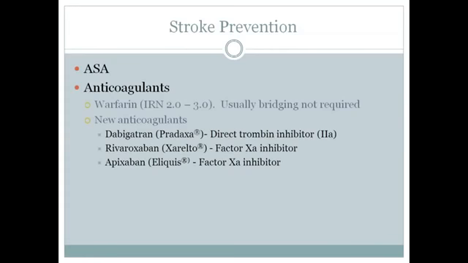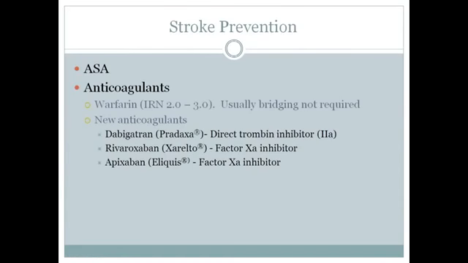Usually bridging is not required, and there's always a question: the patient is in atrial fibrillation, has been on chronic warfarin, and is going to have a procedure, a puncture, a surgery or something. Do we need to bridge him? Generally not. If they don't have another indication for the anticoagulation, it's just prevention of stroke from atrial fibrillation, you can stop it for up to a week and nothing happens. The risk of having a stroke in that small period of time is small enough that it outweighs the risk of bridging.